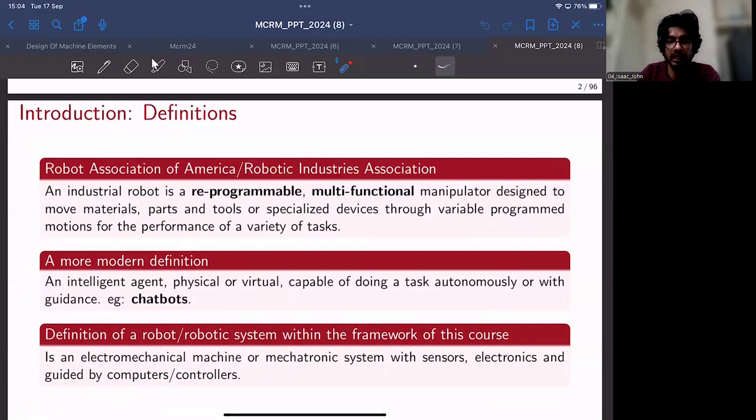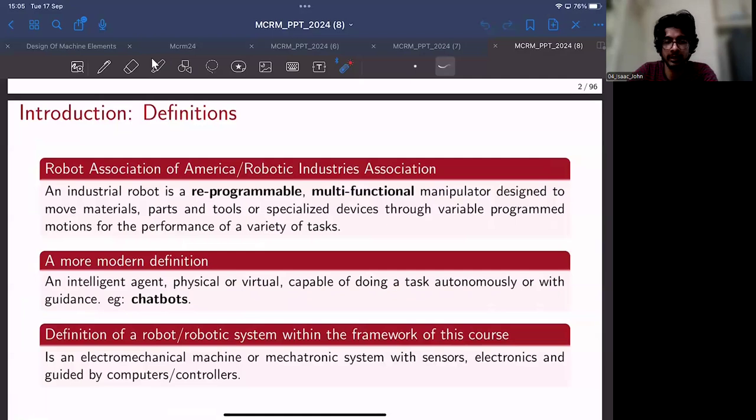And recently, we don't really need a robot to assume a physical configuration or a physical state. It can also be virtual. So as per the recent definition, a robot is nothing but an intelligent agent, be it physical or virtual, capable of doing tasks autonomously or with guidance. One example is chatbots. They do not have a physical entity; they live in a virtual space.